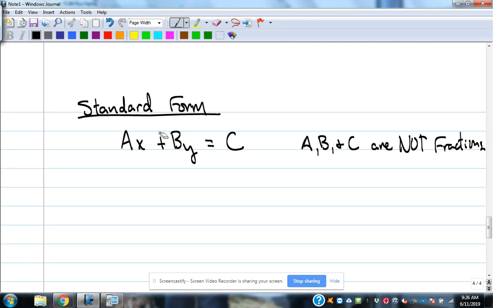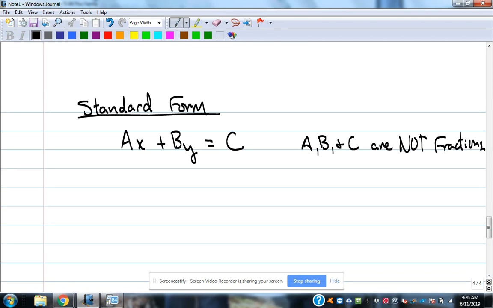So standard form is different from the other two forms in that it has X and Y on the same side. X is in the front, Y second, and then whatever number it's equal to is on the right. A, B, and C are just numbers, but they're numbers that are not fractions. That's the rule you've got to remember. You can't have decimals or fractions in standard form. It's not standard form if it has decimals or fractions in it.